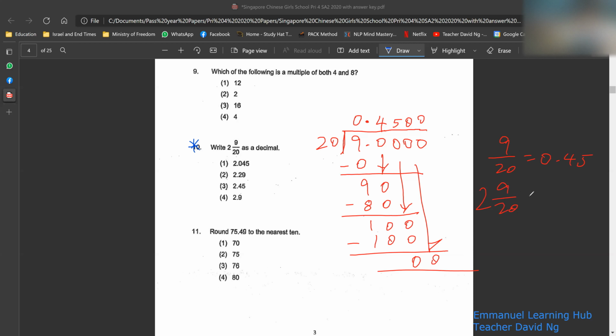How about 2 and 9 over 20? 9 over 20, you just found out, is 0.45. So 2 and 9 over 20 is number 3. Why? 9 over 20 equals 0.45. Then there's supposed to be a 2 because it's a mixed number. Then add 2 in front. Yes. So you do understand the concept. Good.